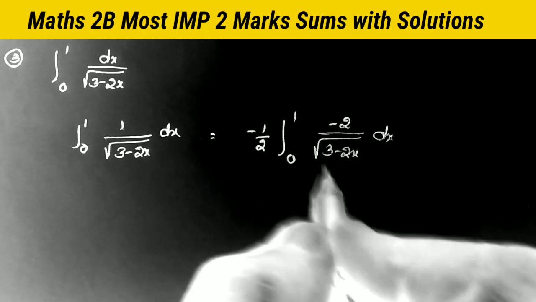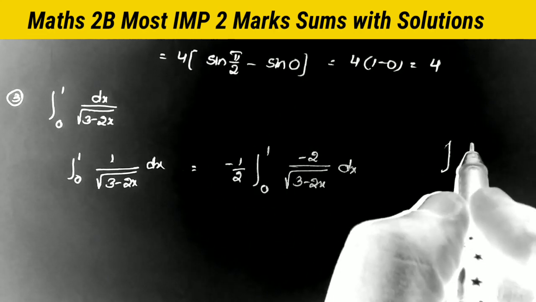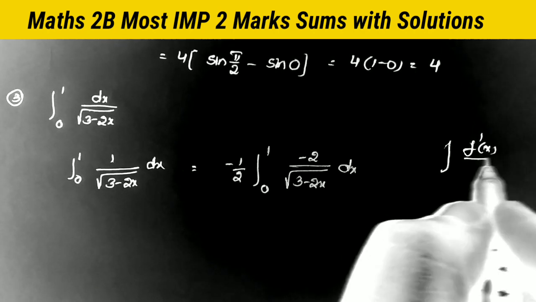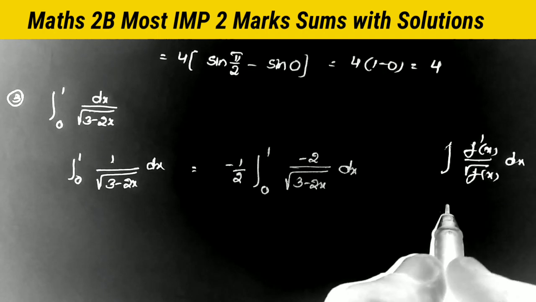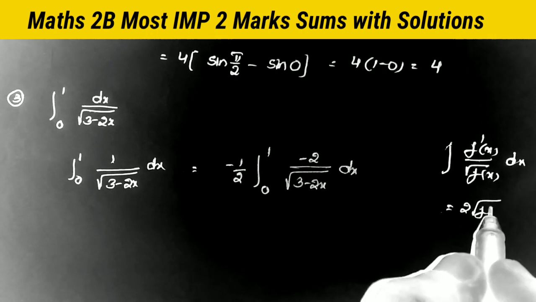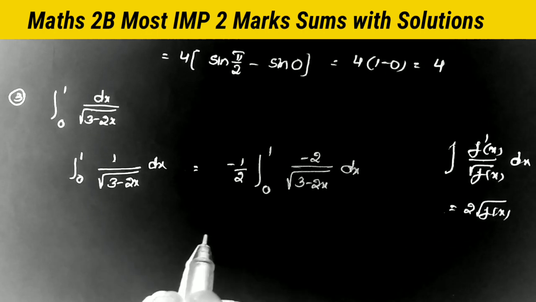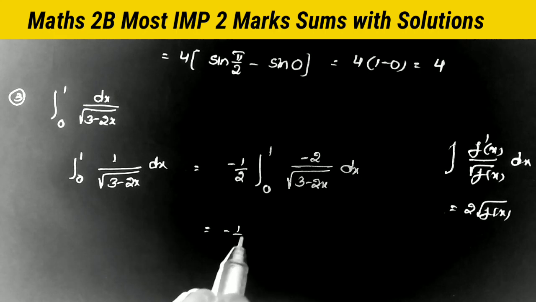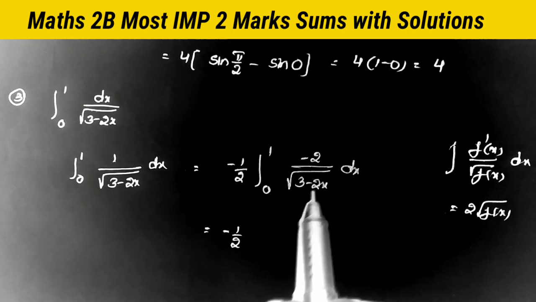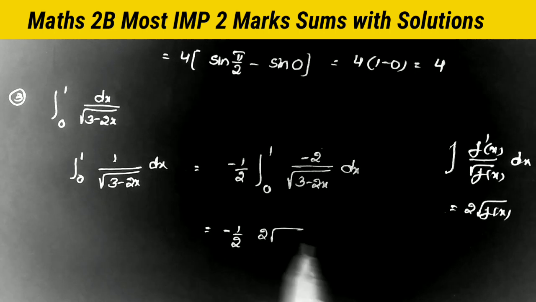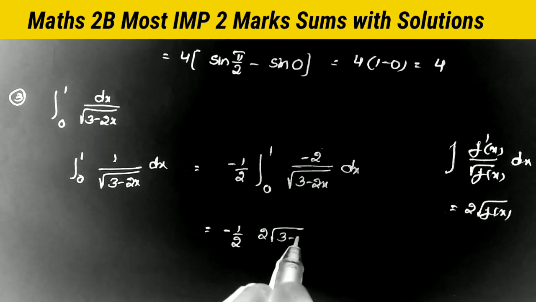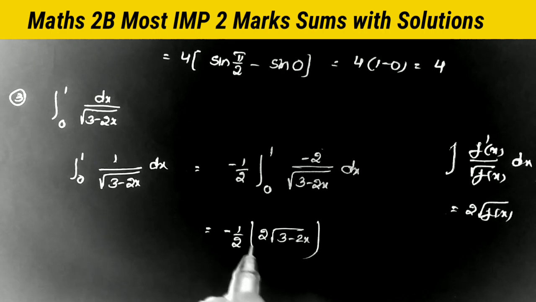Now clearly this is in the form of integral f dash of x by root f of x. And what is the integral of f dash of x by root f of x? The answer is 2 root f of x. So applying this formula here, this is equal to minus 1 by 2. See here, since the derivative of 3 minus 2x is minus 2, the answer is 2 root f of x. What is the f of x function? 3 minus 2x, where the limits are 0 to 1.